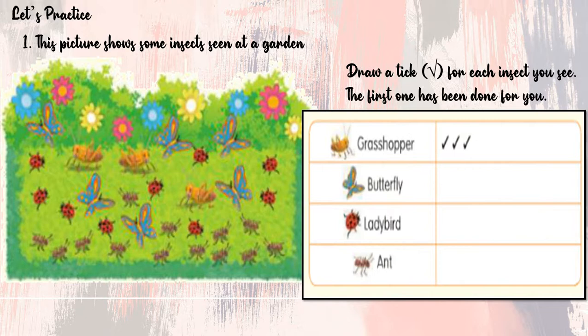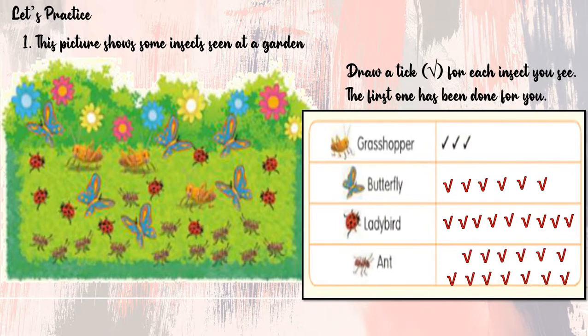How many grasshoppers are there? There are 3 grasshoppers. And then please count how many butterflies are there. Good job, there are 6 butterflies. And the next insect is ladybird. How many ladybirds are there? Good job. There are 9 ladybirds. And the last, how many ants are there? Good job. There are 13 ants.